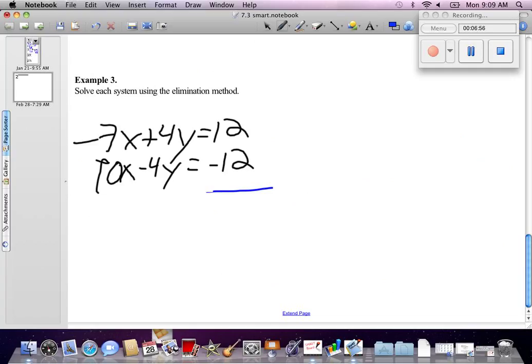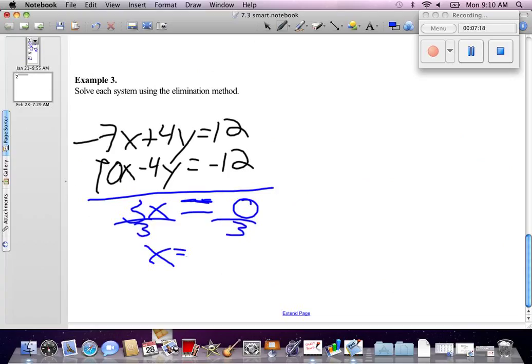What is 12 plus negative 12? 0. 4y plus negative 4y is 0. Negative 7x plus 10 is 3x. Divide by 3. Please stop doing that with your pencil. X equals 0.